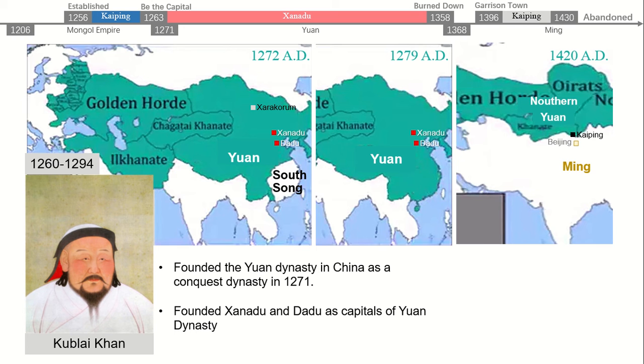Xanadu and Dadu were both used as the capital in the whole Yuan dynasty. Dadu was another new capital established in 1272, which is nowadays known as Beijing. Xanadu was burned by native Chinese resistance in 1358 and again by the Ming government in 1370.